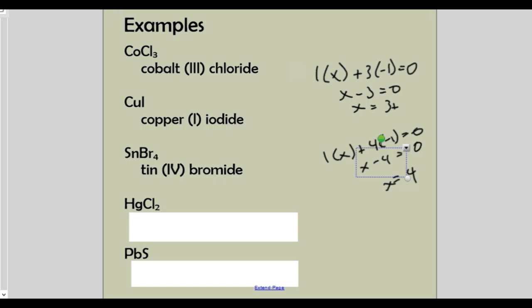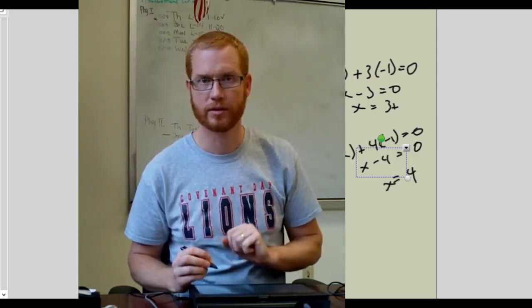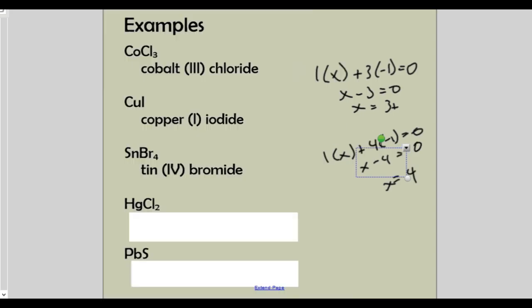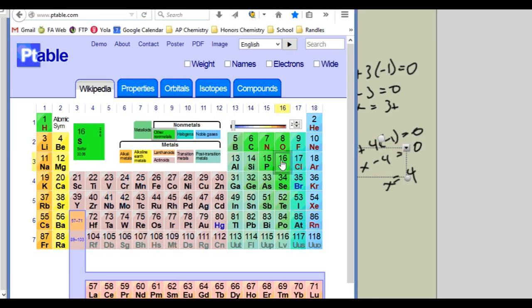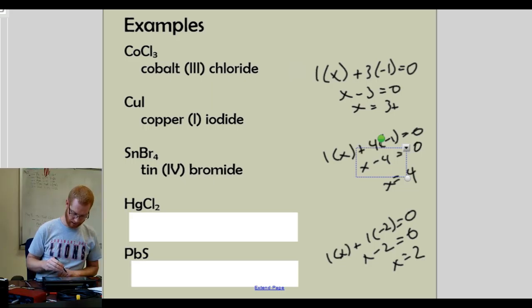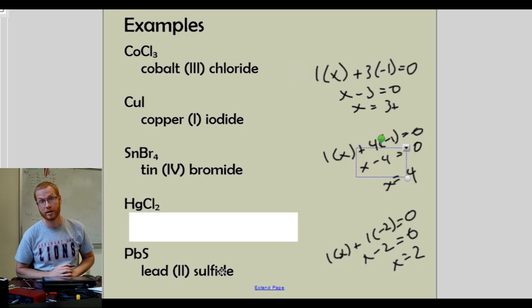Let's skip over and look at this last one here. Okay, for those of you who are trying to figure out patterns and things and not doing the algebra, don't. Okay, look. You got Pb, lead, you got sulfur, sulfide. Sulfide, 2 minus. So we got 1 lead, 1 sulfide, 2 minus, equals 0. x minus 2 equals 0. x equals 2. Okay, so the name of that compound is lead 2 sulfide.